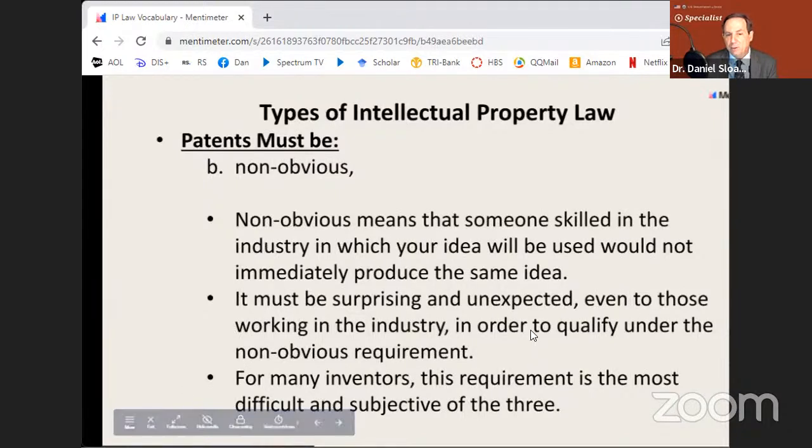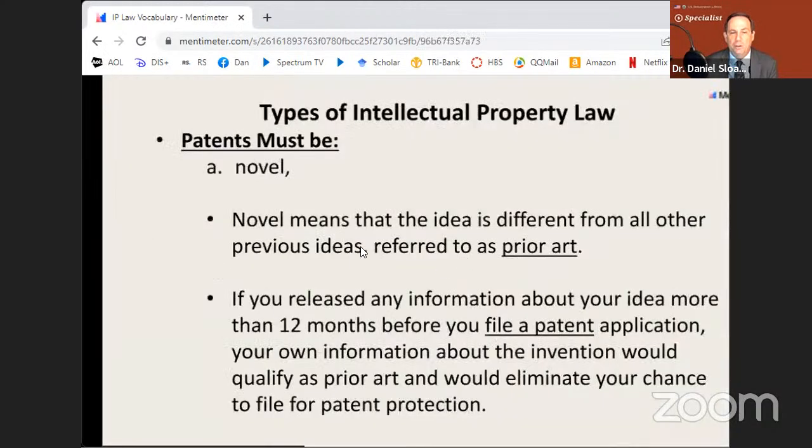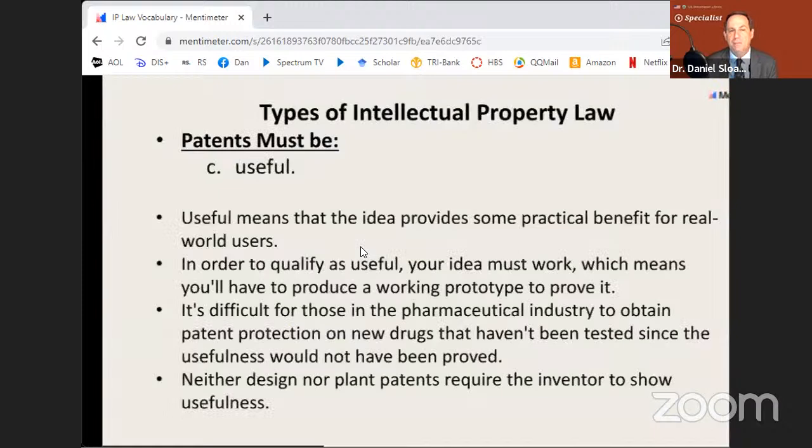And for many inventors, this requirement is the most difficult and subjective of the three. So obvious, that part is obvious. And those are the three requirements which we had for our patent types.